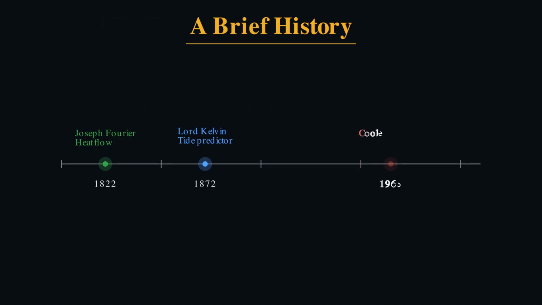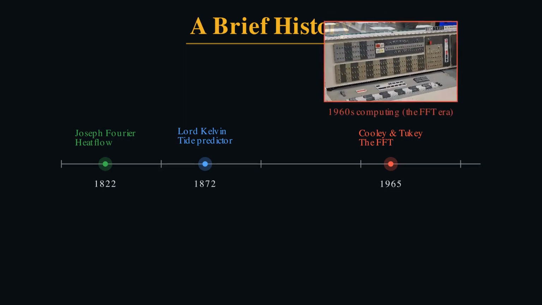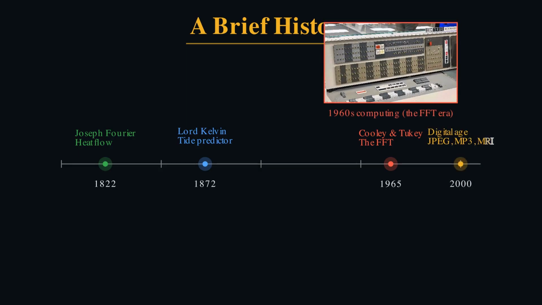But the modern era ignited in 1965, when Cooley and Tukey published the fast Fourier Transform. This algorithmic shortcut made the calculation thousands of times faster, and it quietly became the engine of the entire digital world. JPEG, MP3, and MRI all rely on it.